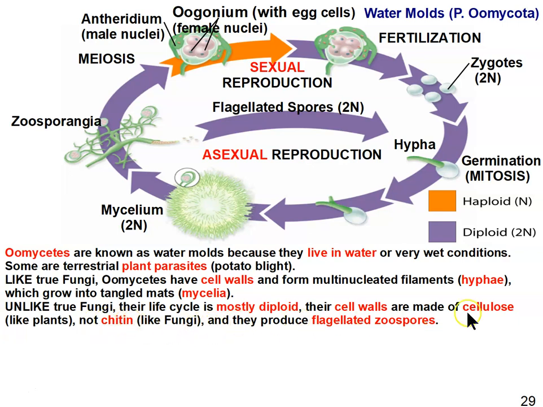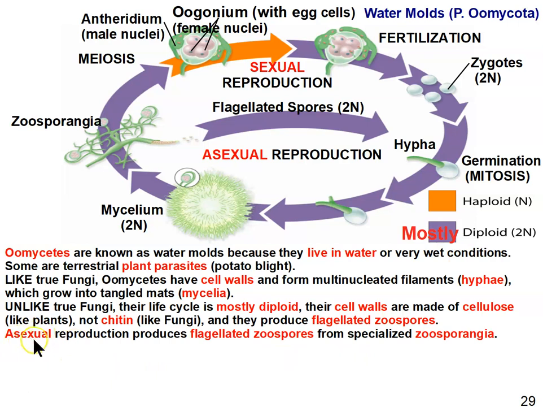But in Oomycetes, their cell walls are made out of cellulose, which is the same material that makes up plant cell walls, interestingly enough. And they produce flagellated zoospores because they exist in water. They're water molds, right? So these zoospores have flagella so that they can swim in water. These aren't spores that are specialized to blow in the wind and disperse in the wind. They're spores that are specialized to swim in the water, to disperse in water, so they need flagella to be able to do that.